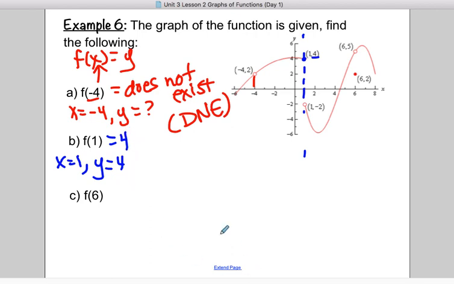Now we need to go ahead and find f of 6. So when x is 6, what's my y value? So I'm looking, open circle, that's not what I'm looking for. I'm looking for the closed circle. My y value is 2. So this one is equal to 2. Okay, so that's how you find values off of your graph.